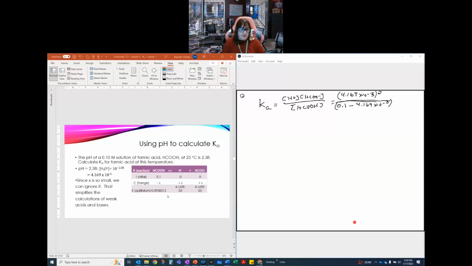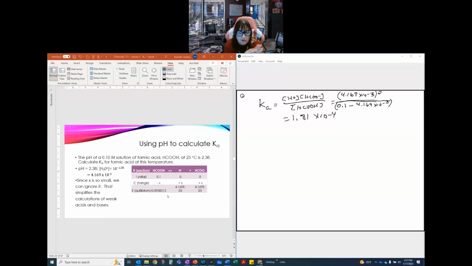I have 4.169 times 10 to the minus third. I square that, I divide that by the 0.0958313 that I calculated there. Sorry, hit the wrong key. And that gives me 1.81 times 10 to the minus fourth. Okay, so that's the calculation that we've got there.